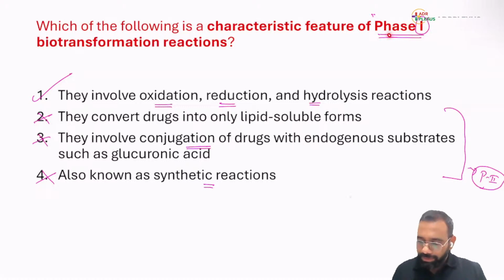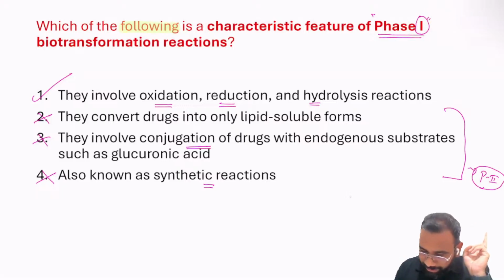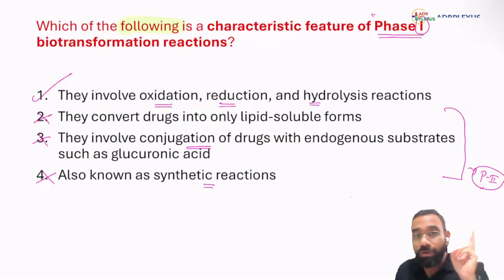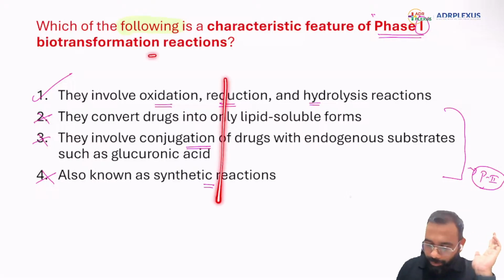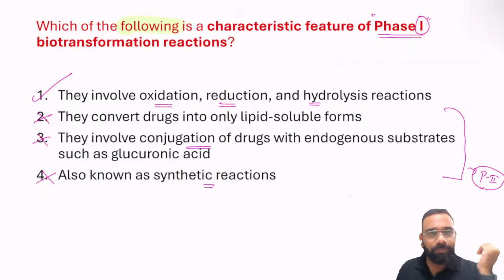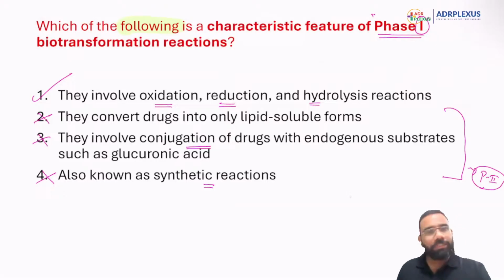So that's all about phase one reactions. Read the question carefully, whether it's asking phase one or phase two. And one more thing, read whether it asks which of the following is a characteristic feature or which is not a characteristic feature. The question seems easy, and the answer seems easy, but he will twist the question a little bit. So read the question very carefully when you are answering. So that's all about this question.